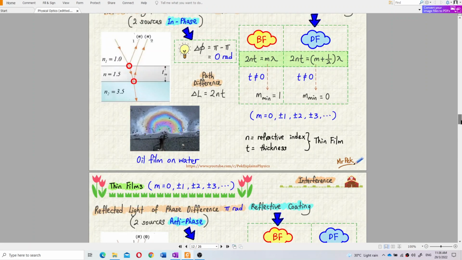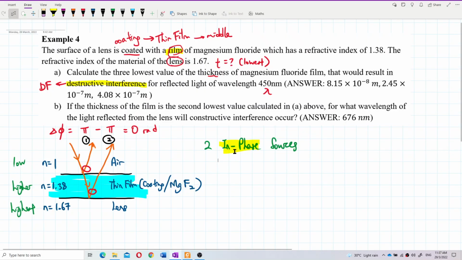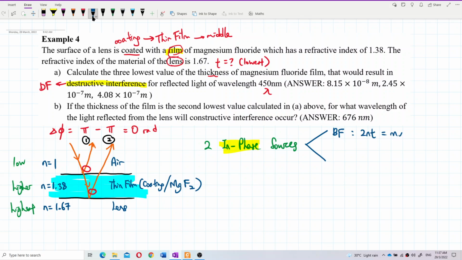Go to your notes, this one. See that? Two sources in phase. The bright fringe is using m lambda. Dark fringe is using m plus half lambda. In phase source, remember that one. So for two in phase sources, the bright fringe formula uses 2nt equal to m lambda. Dark fringe, 2nt equal to m plus half lambda.